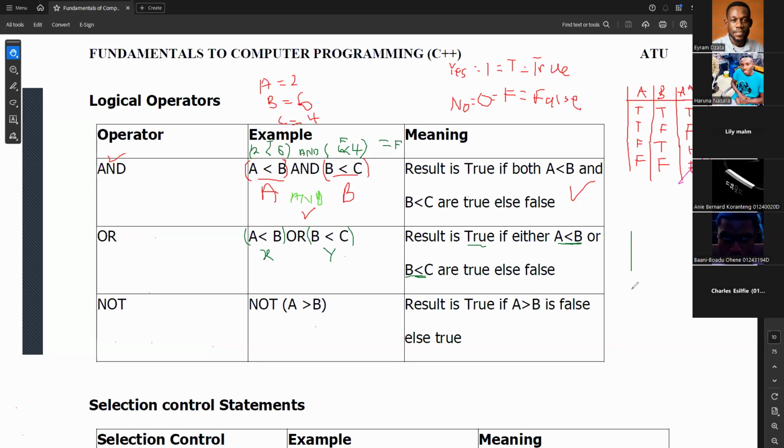So let's see how we can represent that as well, in this form.